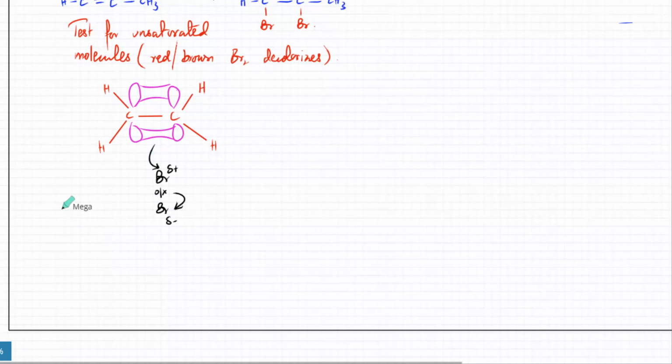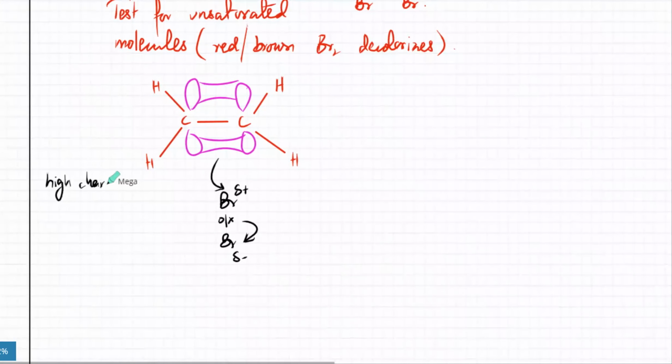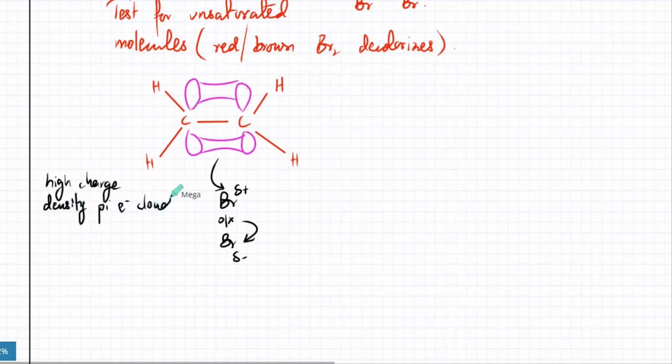So the reason no help was required was the high charge density pi electron cloud, which benzene doesn't have. Benzene doesn't have a high charge density pi electron cloud. So in this case, you have a high charge density pi electron cloud that has high polarizing power.